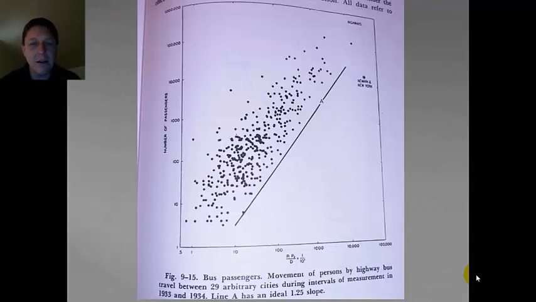Same trend here. Bus passengers between 29 cities during intervals of measurement in 1933 and 1934, which is why there are more than 29 dots. Again, notice this is two population centers divided by distance, so it's the inverse of the effect. You see the effect if you take a look at this chart in more detail: most passengers travel small distances. Many fewer passengers travel long distances.